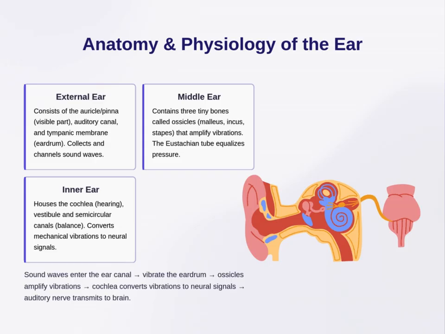So, how that works is the sound waves enter the auditory canal, they vibrate the tympanic membrane, which then vibrates the ossicles, the malleus, incus, and stapes. They amplify the vibrations into the cochlea, and the cochlea converts those vibrations into neural signals, which are sent to the brain via the auditory nerve. So again, very fascinating how those vibrations can turn into the sounds that you hear.